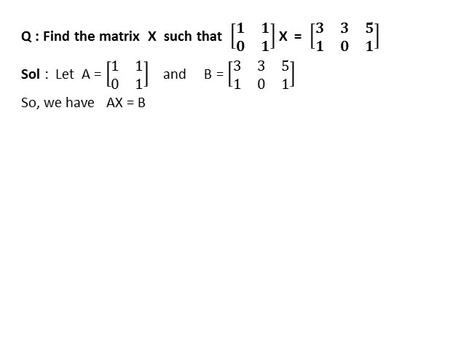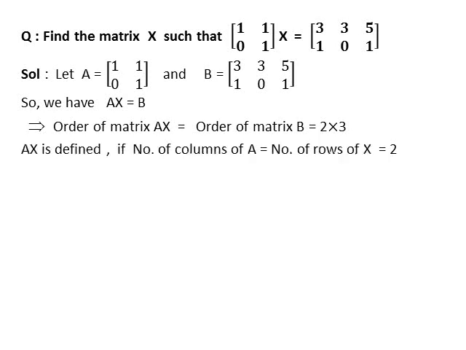Using this equation, first we find the order of the unknown matrix X. As AX equals B, the order of matrix AX equals the order of matrix B. It means the order of matrix AX is 2 by 3. Now, the product AX is defined, so the number of columns of A equals the number of rows of X. Here, A is a square matrix of order 2. So, the number of rows of X must be 2.